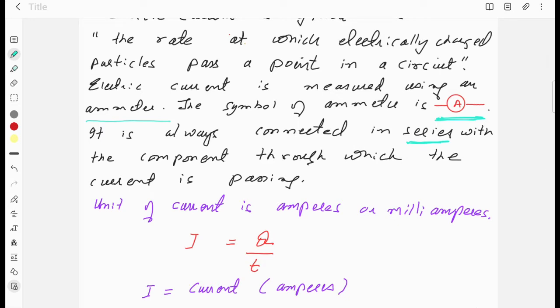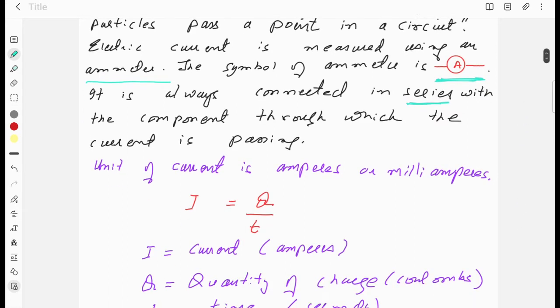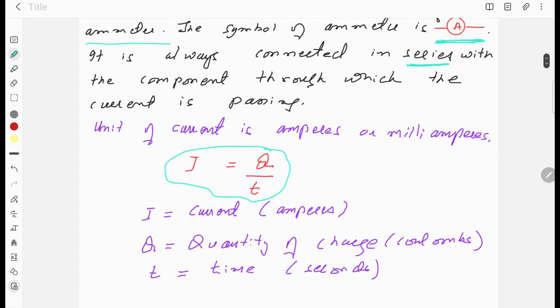Unit of current is ampere or milliampere, and the formula is I equals Q upon T. I is current in amperes, Q is quantity of charge in coulombs, and T is the time in seconds.